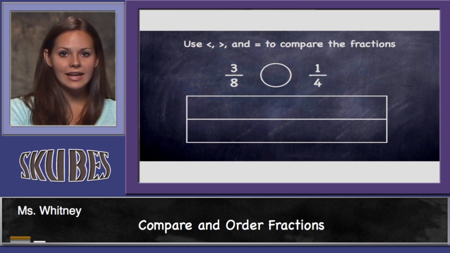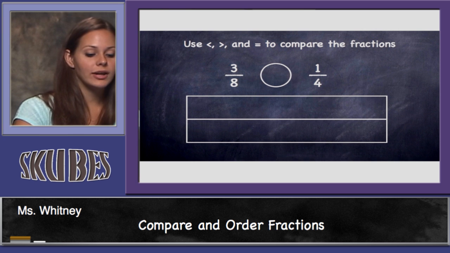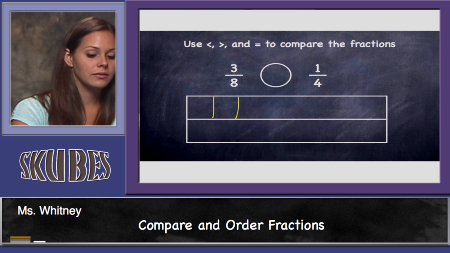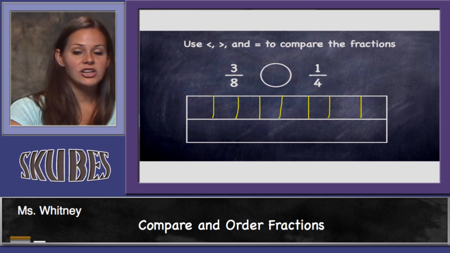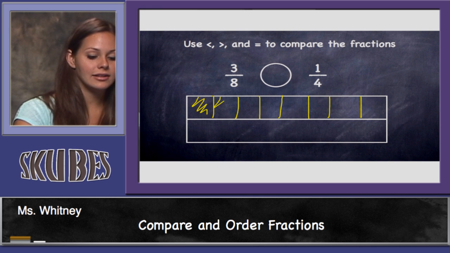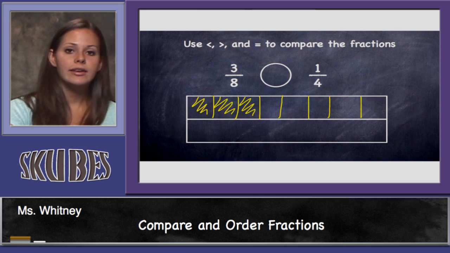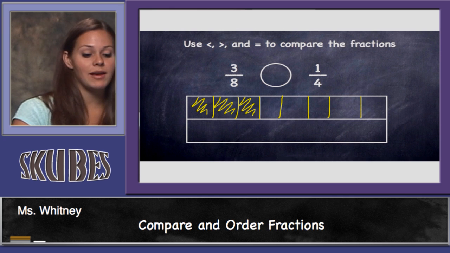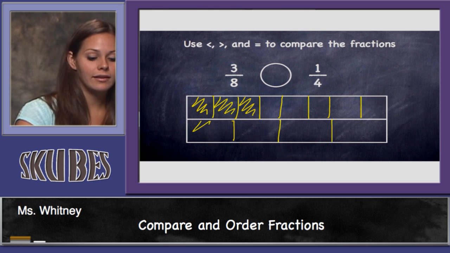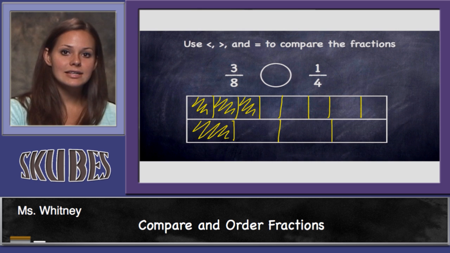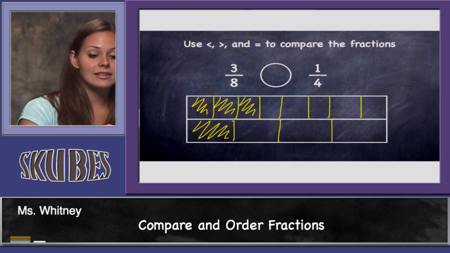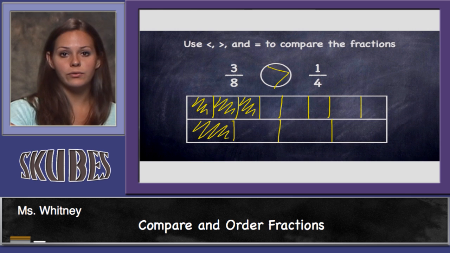Now let's compare 3/8 and 1/4. First, I'm going to divide my whole into 8 equal parts, and shade in 3 out of the 8 equal parts. Now I'm going to show 1/4. I need to make 4 equal parts and shade in 1 out of the 4 parts. I can see using my model that 3/8 is greater than 1/4.